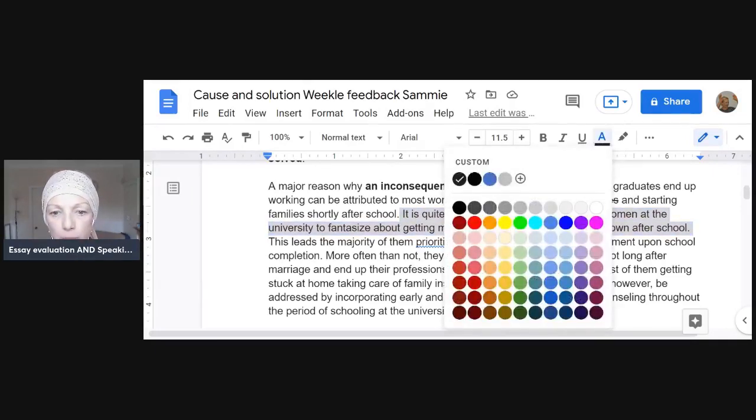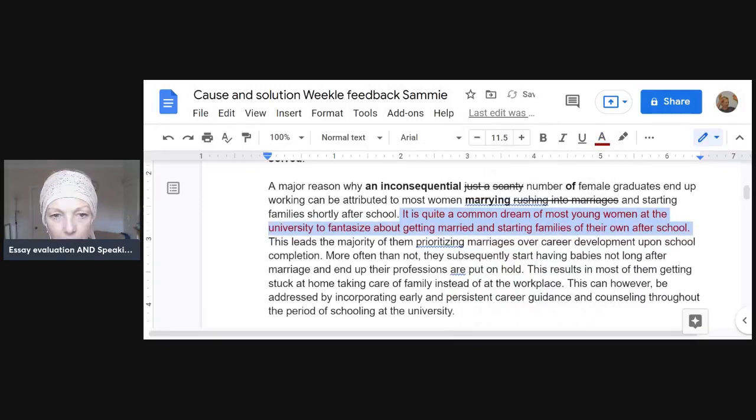So she told me in her topic sentence, a major reason that females don't work is because they get married. And then she says it's a common dream to get married. And then she says this leads to. This sentence, according to me, is completely unnecessary. She's got too many words. She doesn't need to say that. So she says the reason is getting married.